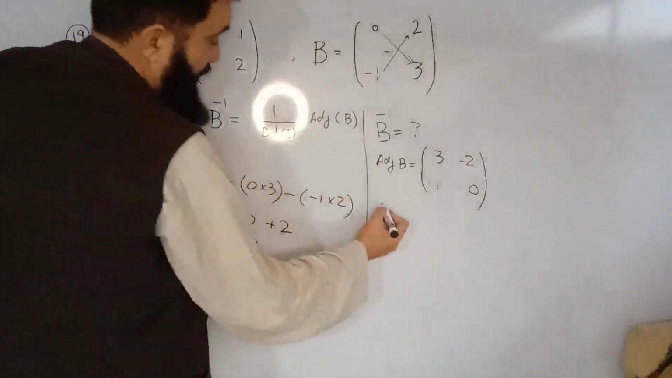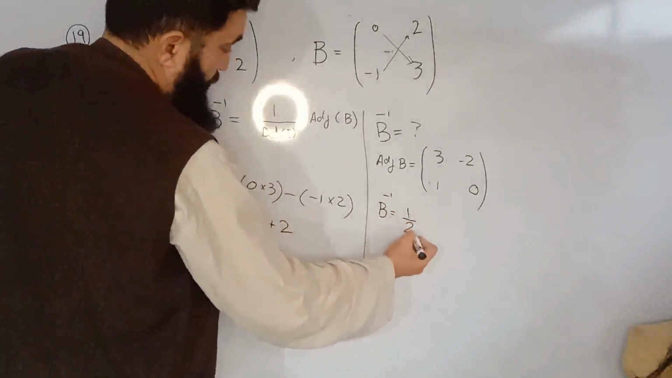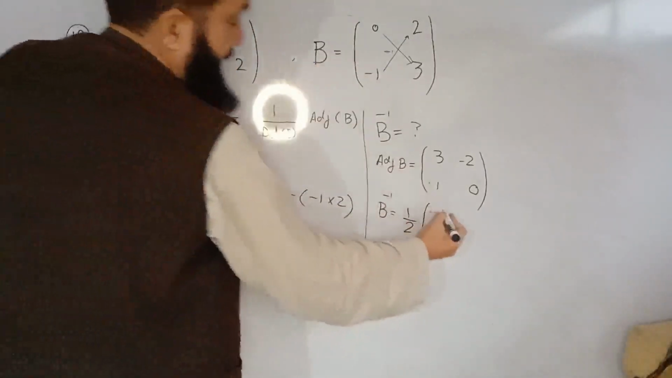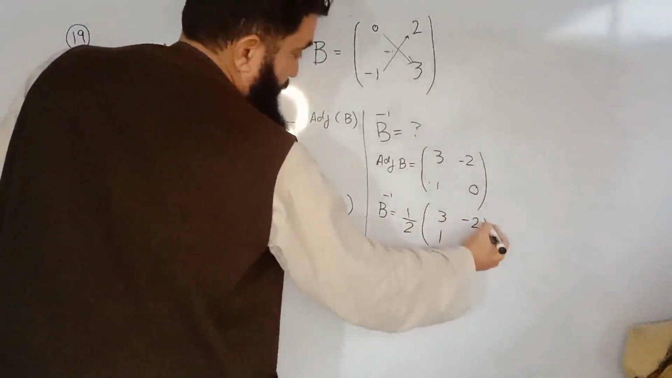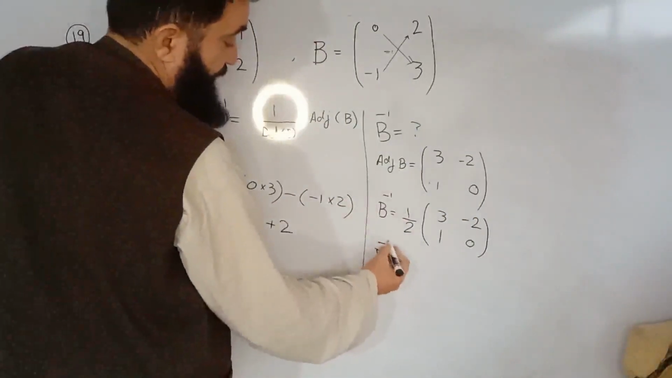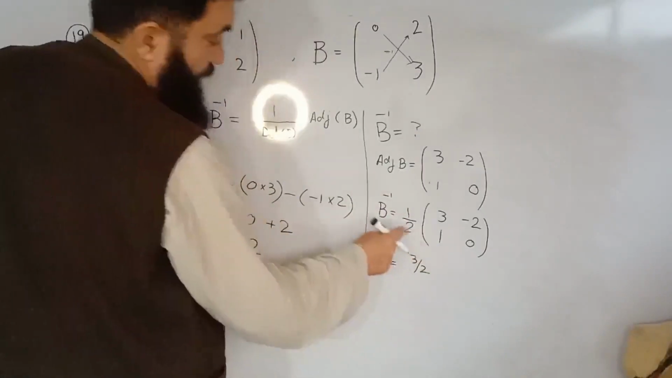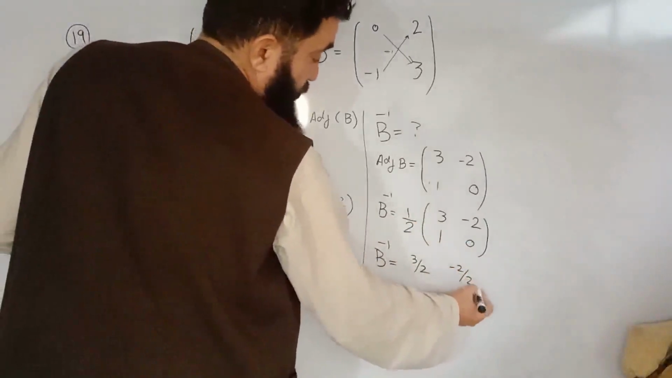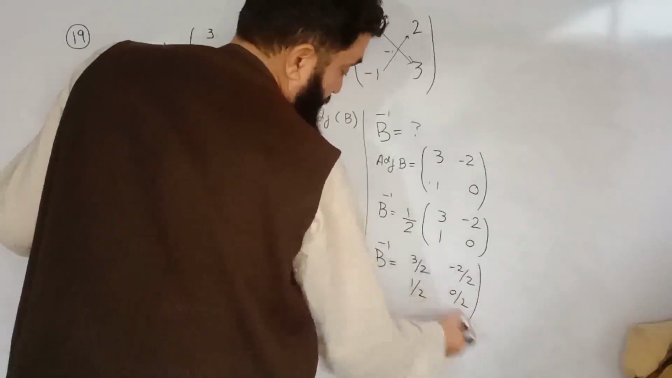Now, we put the values in the formula. So, B inverse will be equal to 1 over 2 into adjoint. What is adjoint? 3 minus 2, 1, 0. Just divide them. So B inverse will be equal to 3 over 2. This 2 will be divided with each element. Minus 2 divided by 2, 1 divided by 2, 0 divided by 2. Simplify them.